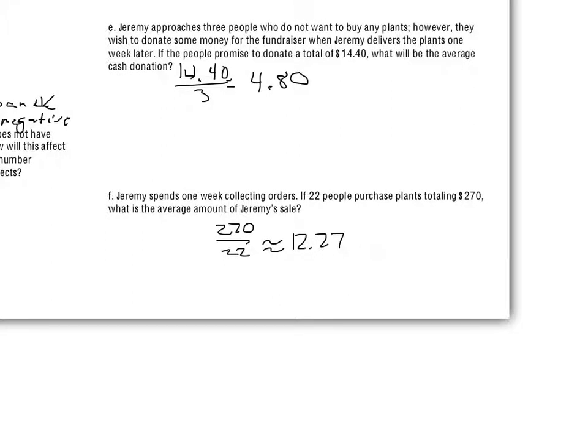Jeremy approaches the people who haven't bought their plants. When we look at this, we're going to be splitting up that $14.40. Looking at the average cash donation, so splitting amongst the 3 different people who just donated. On average, that's going to be $4.80.